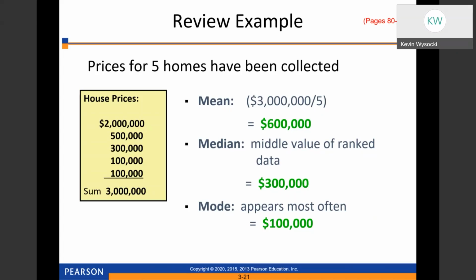You notice the mode really isn't in the middle. But statistics is based on large numbers. If you get larger and larger sample sizes, eventually the mean, the median, and the mode should all be really, really close to the same value.